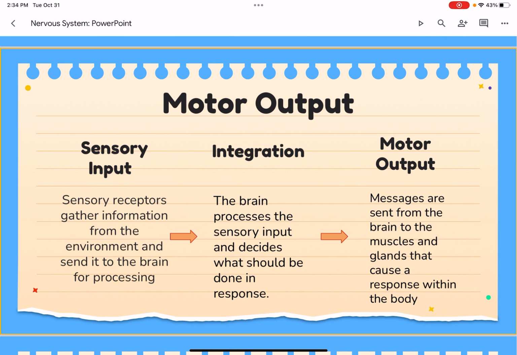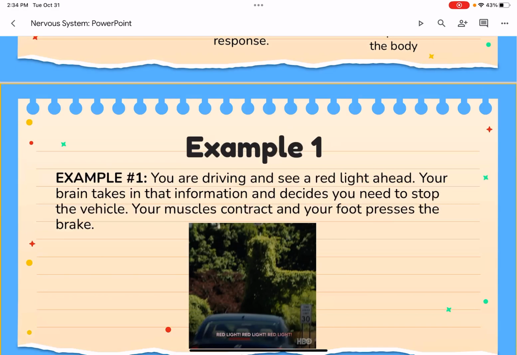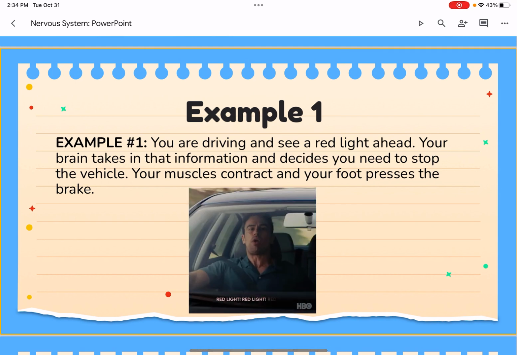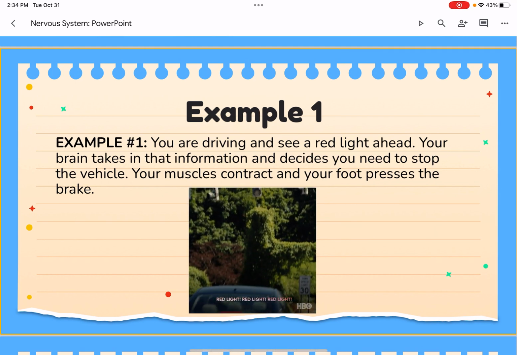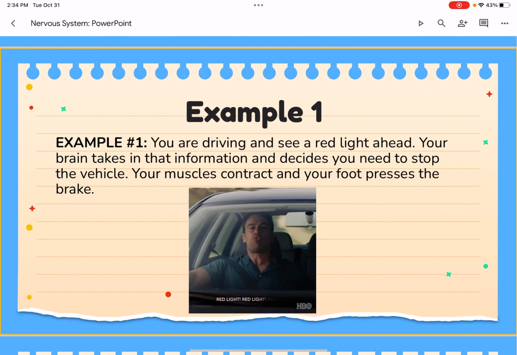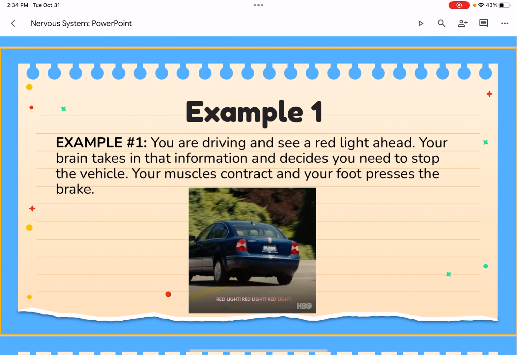Finally, after integration, you have motor output, which is the actual response to the stimuli in the form of a movement of a muscle or action of a gland. So messages are sent from the brain to the muscles and glands that cause a response within the body. So the next couple of slides are examples of how the brain and spinal cord function to recognize and respond to stimuli.